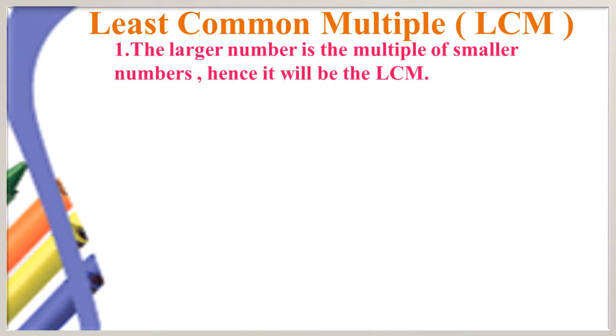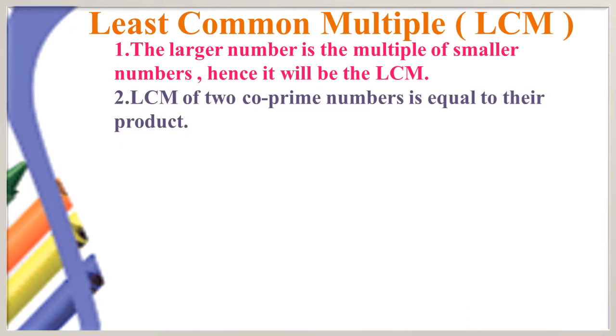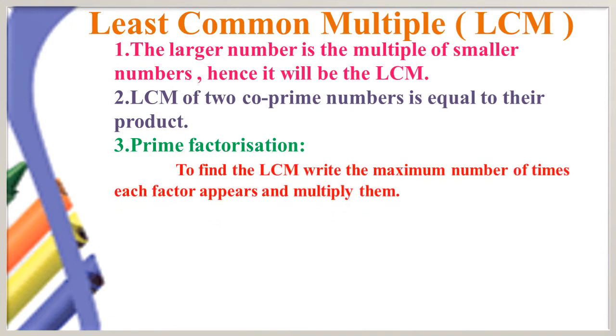Let us see how to find LCM. Here we have used 4 methods. The first one, if the larger number is the multiple of the smaller number, then it will be the LCM. That is, the larger number is the LCM. Next, LCM of two co-prime numbers is equal to the product. Third one, prime factorization. So here, to find the LCM, write the maximum number of times each factor appears and multiply them. Fourth one, common division method.